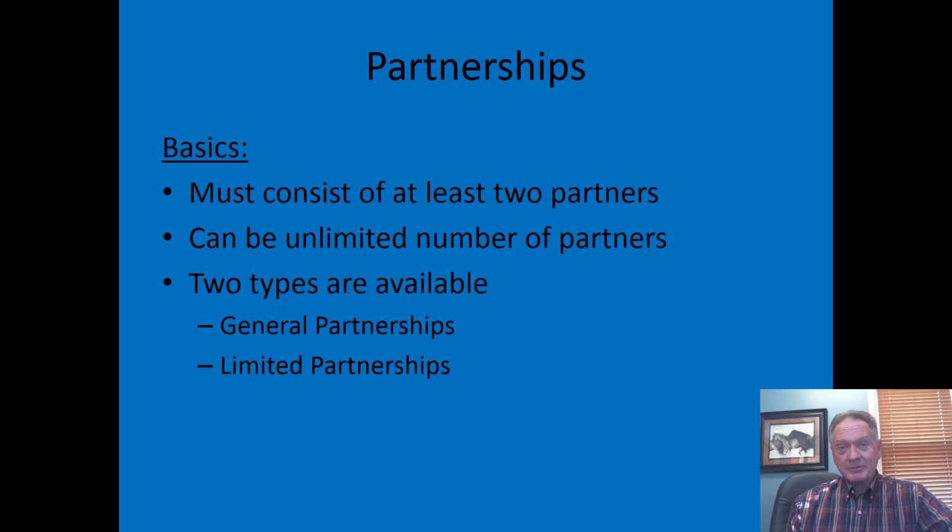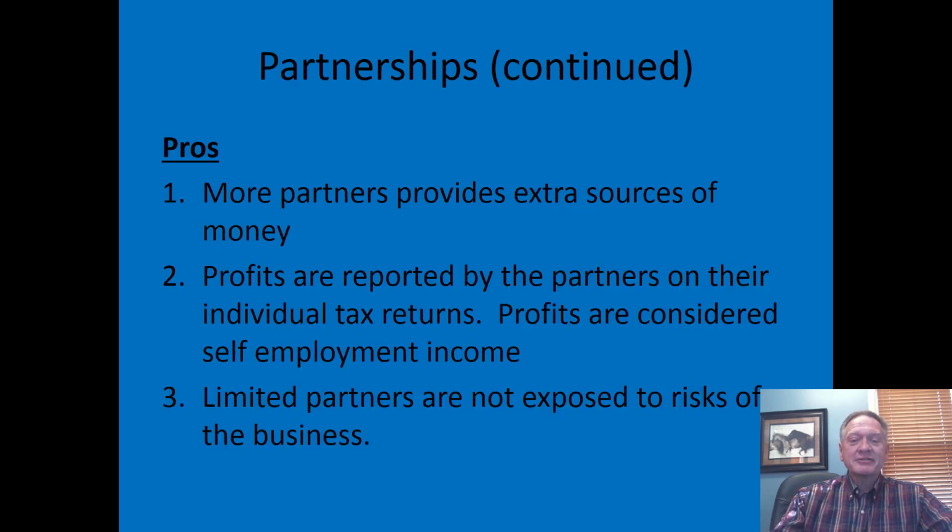The next one's partnerships. So probably no big surprise, if you're a sole proprietor and you want to bring on another partner or another owner, you automatically create a partnership. Partnership means there's more than one owner, two or more owners, could be an unlimited number. And really, when you say partnerships, there's technically two types, a general partnership and a limited partnership. We'll talk about that in a minute, but basically partnerships are the next phase.